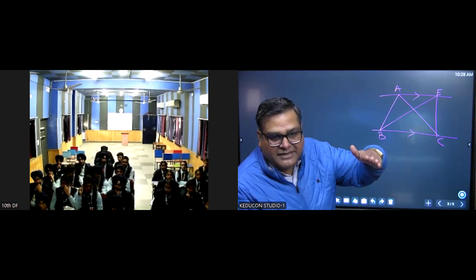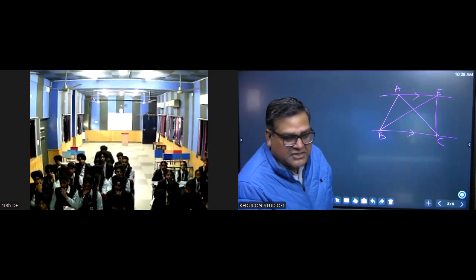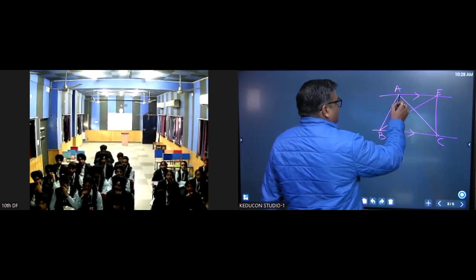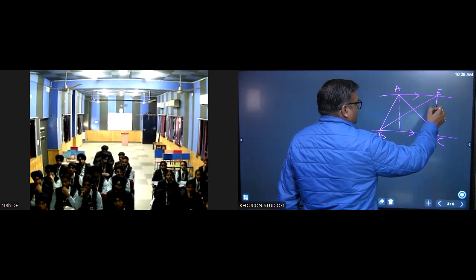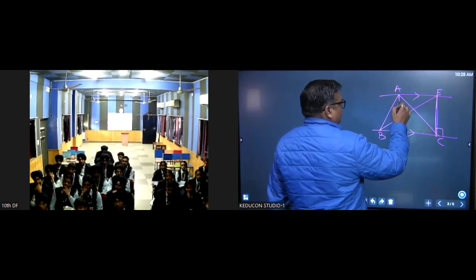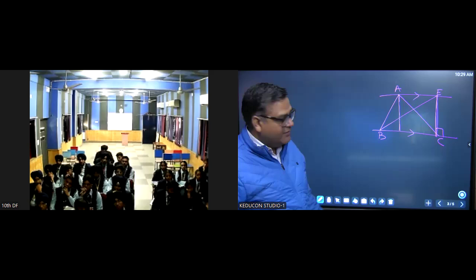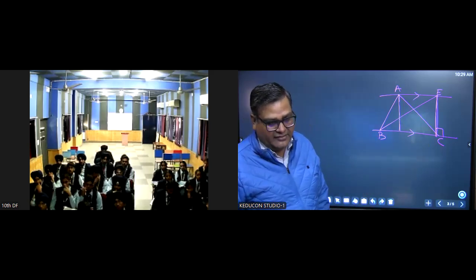When they are between the same parallels, they will have the same height. Yes or no, bache? What will be the height of this triangle? This will be the height. And what is the height of this triangle? Let's say this is the height. So both these lines, this one and this one, will be equal, right? Base is equal, so their areas are equal, right?